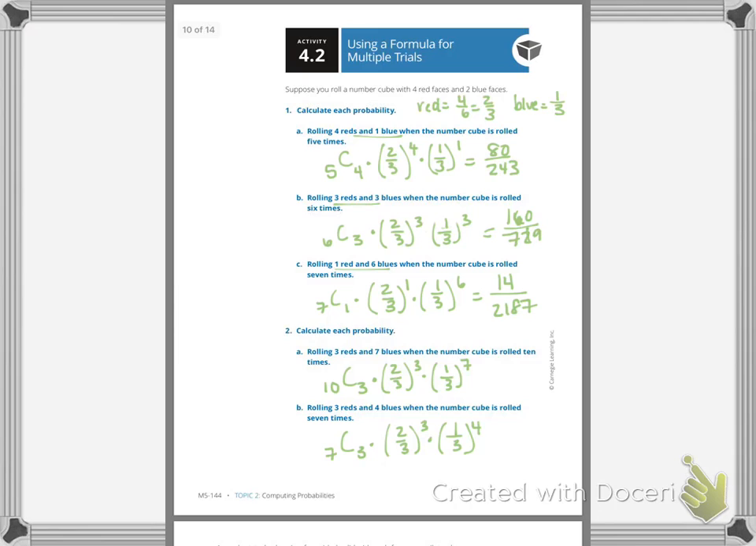Okay, next one. This is the one that I think gets a little weird. He doesn't like when you convert it back to fractions. So the first thing I'm going to type in is 10, choose 3, and figure out what that number is. So 120. Then I'm going to type in 2/3 to the 3rd, which is 8 over 27.